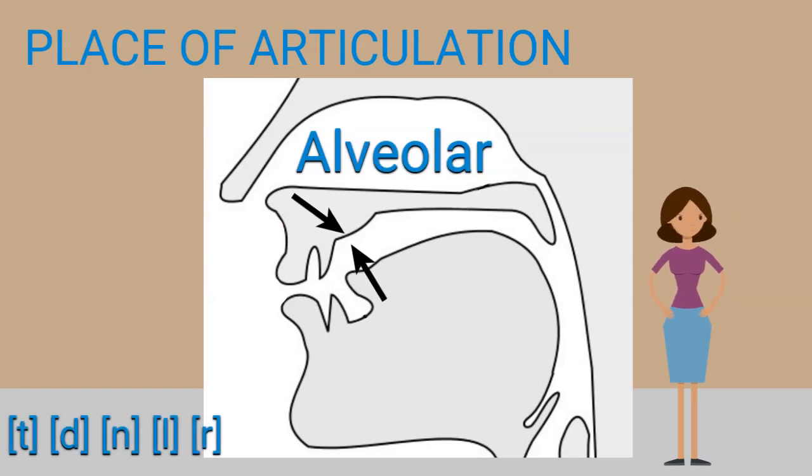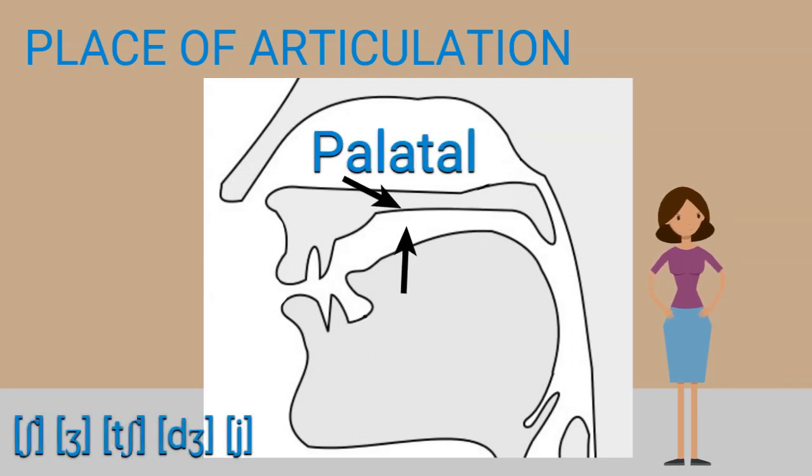Then, if you move in just a bit, you can produce alveolar sound. Alveolar sound is pronounced with the tongue tip raised to the alveolar ridge, like the sounds t, d, s, z, n, l, and r. Next is palatal sound. Palatal sound is made by raising the front part of the tongue to the hard palate, like sh, zh, ch, j, and y.